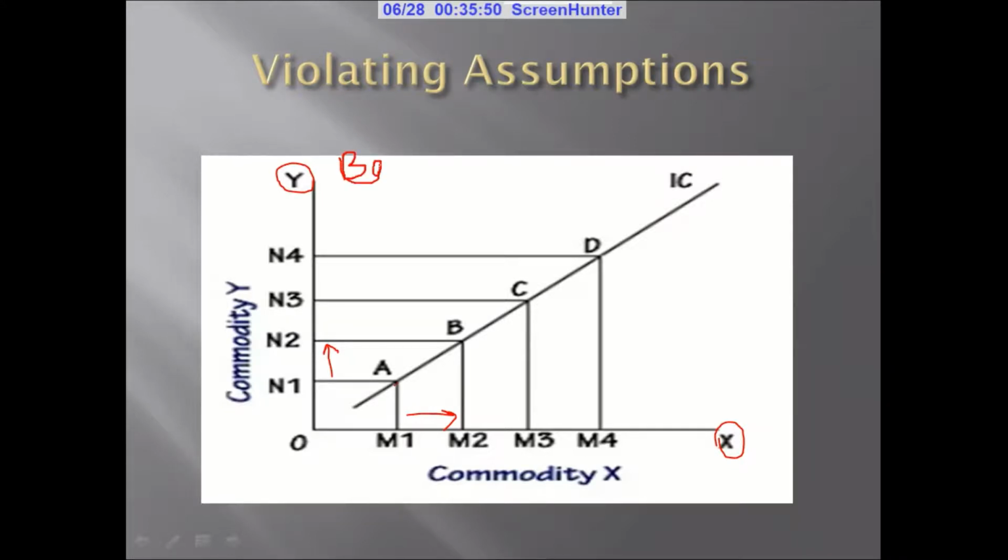Bad good means the good that gives you negative marginal utility. Here we assume that Y is a bad commodity and X is a good commodity. When we increase the consumption of X, the marginal utility of X is positive. The individual moves to the higher indifference curve, but simultaneously the individual is increasing the consumption of commodity Y, and Y is a bad commodity. It gives the consumer negative satisfaction, negative utility. Both positive and negative offset each other, and the individual remains on the same indifference curve.